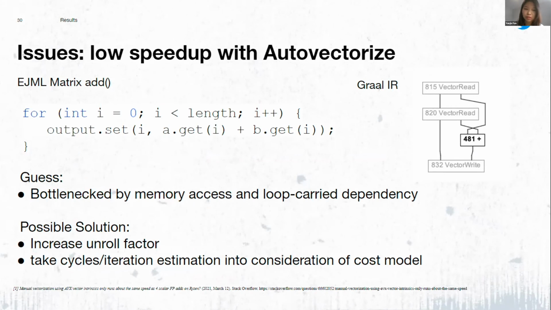So the possible solution is that we either increase the unroll factor, or we take the cycles per iteration estimation into consideration in the cost model, to decide whether we need a larger unroll factor or not.